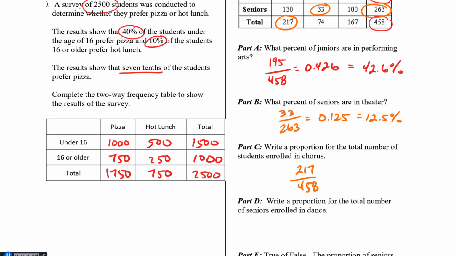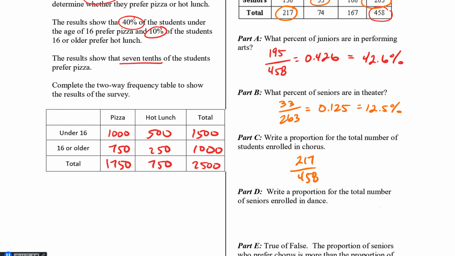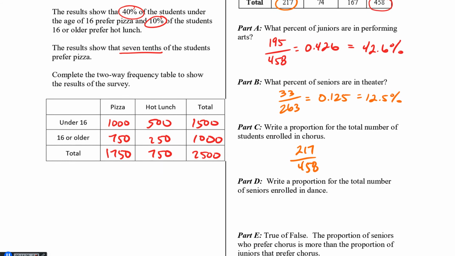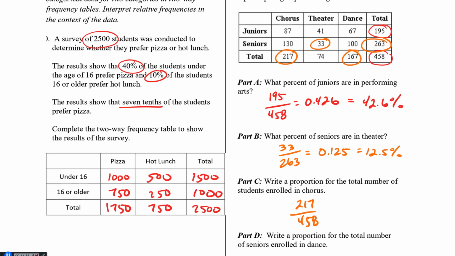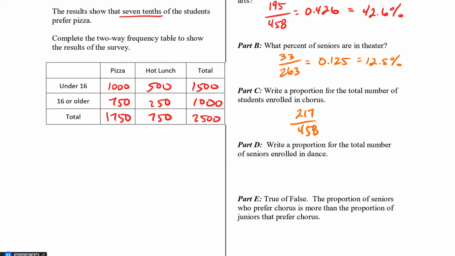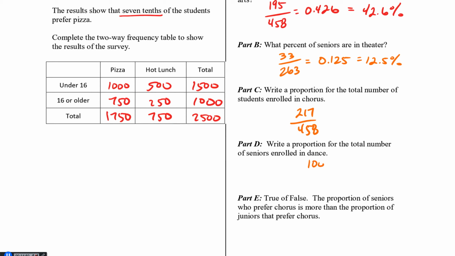Write a proportion for the total number of seniors enrolled in dance. Seniors enrolled in dance is 167 out of, not 167. That's going to be 100 out of, how many total seniors are there? 263. So it's going to be 100 out of 263.